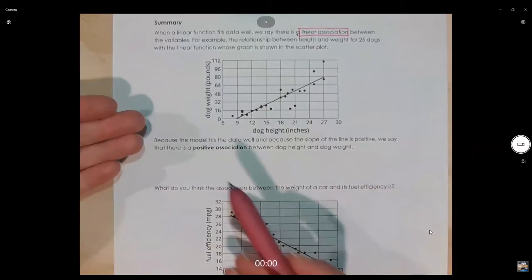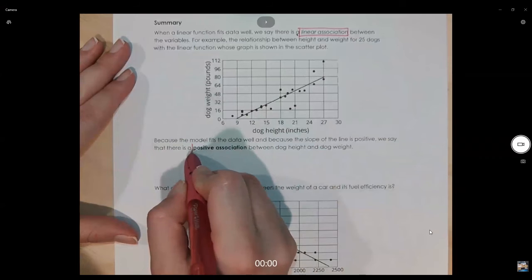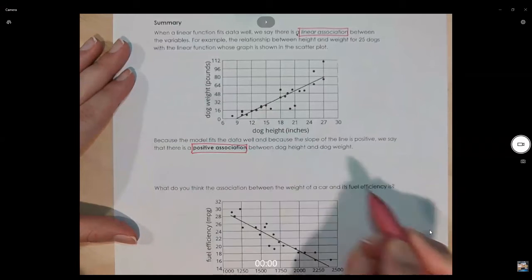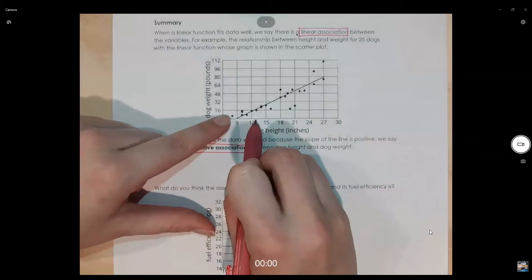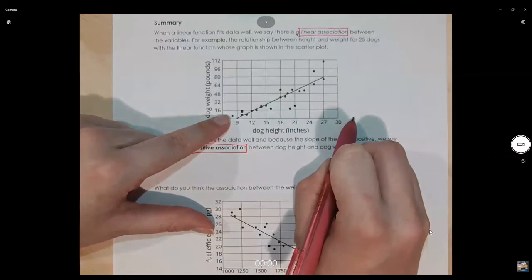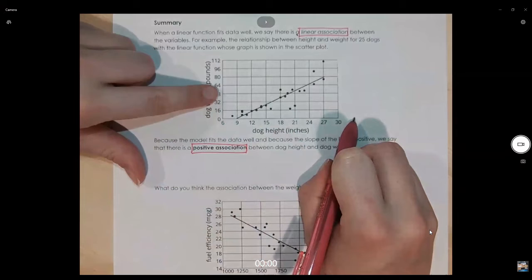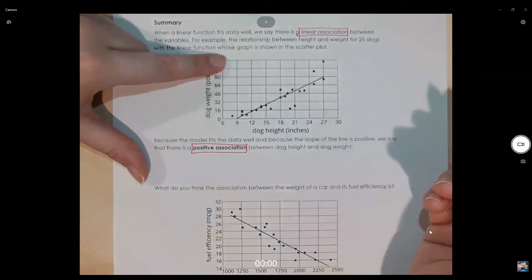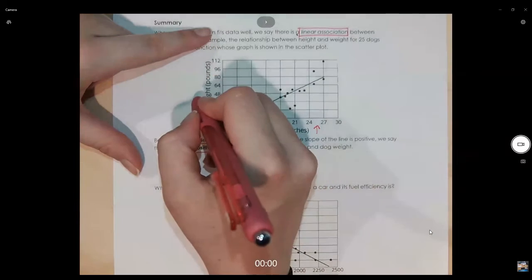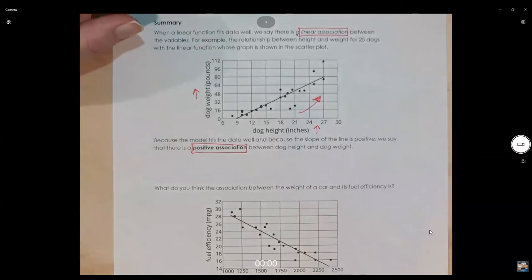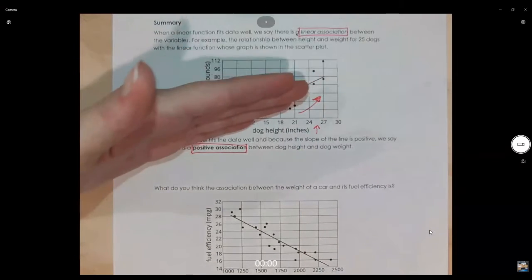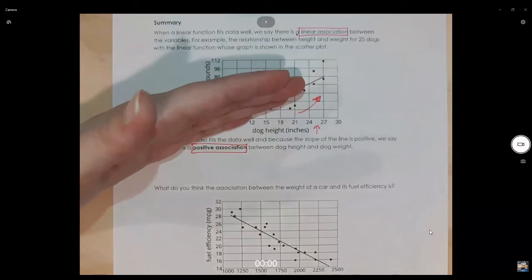And specifically in this example, we would call this one a positive association, because as the height of your dog increases, the weight on average is also increasing. So you see that height increasing, that weight increasing, and you kind of see that line. It looks almost like it's going up. It's increasing. It's got that positive slope.